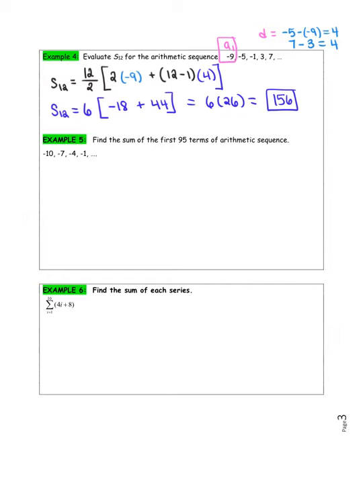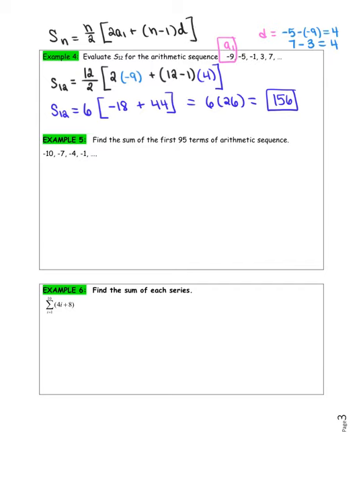Once again, I used the second formula on the previous page for this problem because I did not know what a sub 12 was. So the first formula didn't apply. Now I could have found a sub 12 and applied the first formula as well, but this one would be faster.